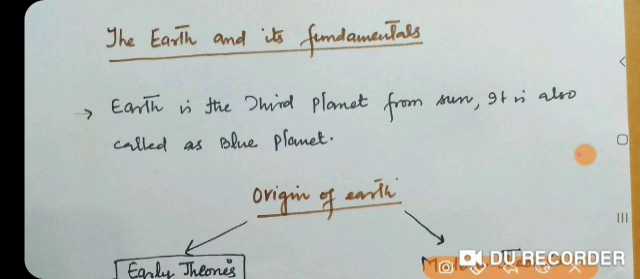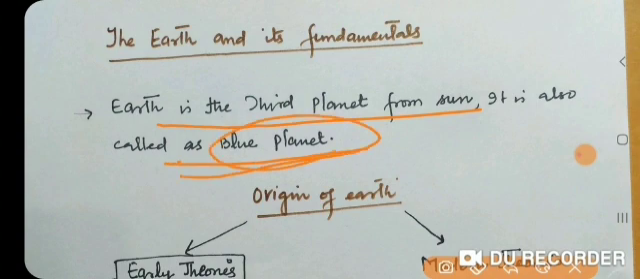When we talk about earth, this is the first lecture of world geography. Earth is the third planet from the sun and it is also called the blue planet. Blue planet means it has abundant water.